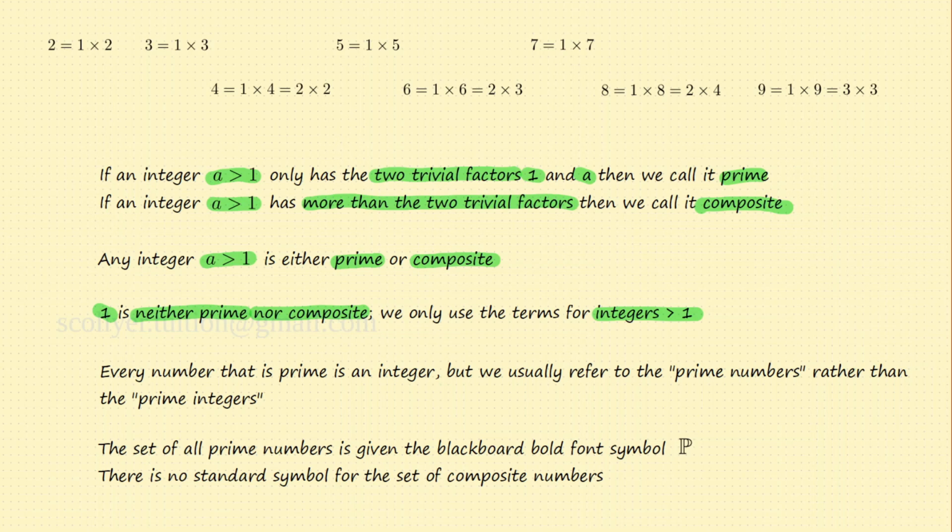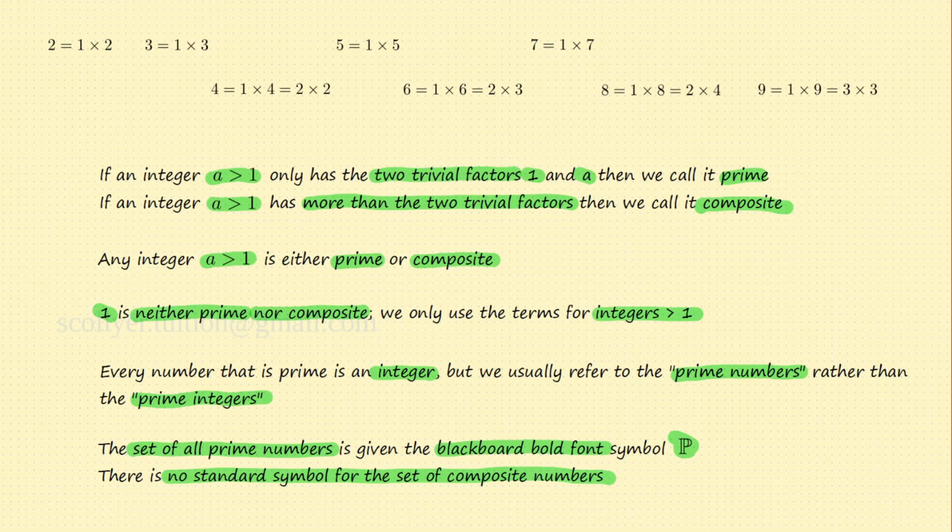Now, the only type of number that can be prime is an integer, but in fact, we usually talk about the prime numbers rather than the prime integers. To refer to the set of all prime numbers, we use this P symbol, which is in LaTeX Blackboard bold font. Perhaps surprisingly, there is no standard symbol for the set of composite numbers.